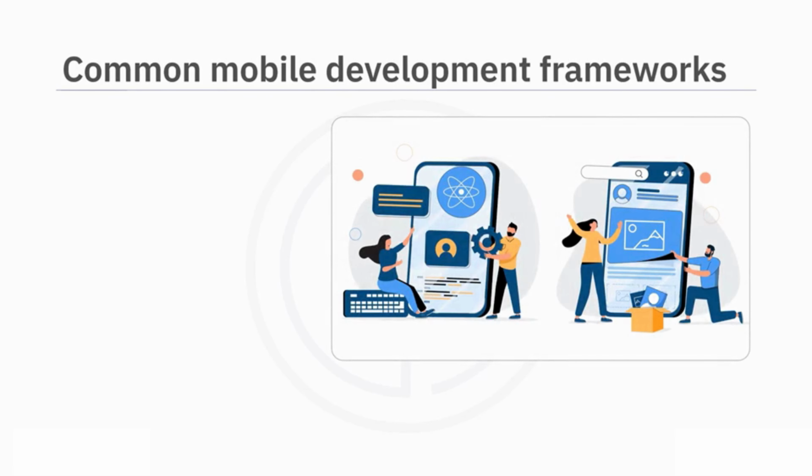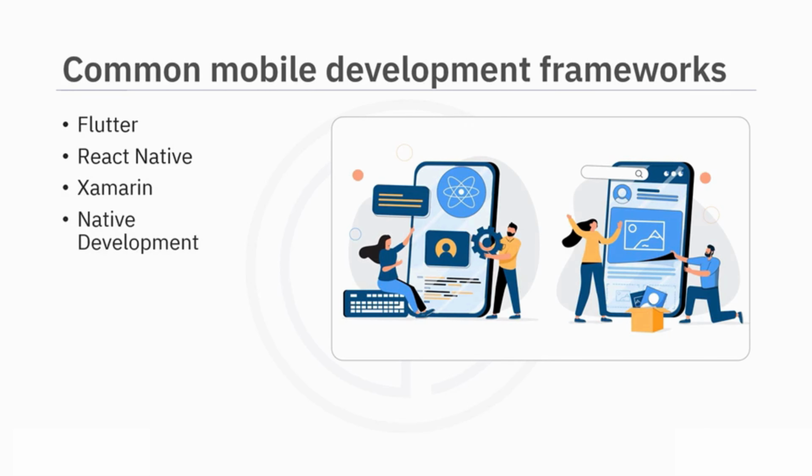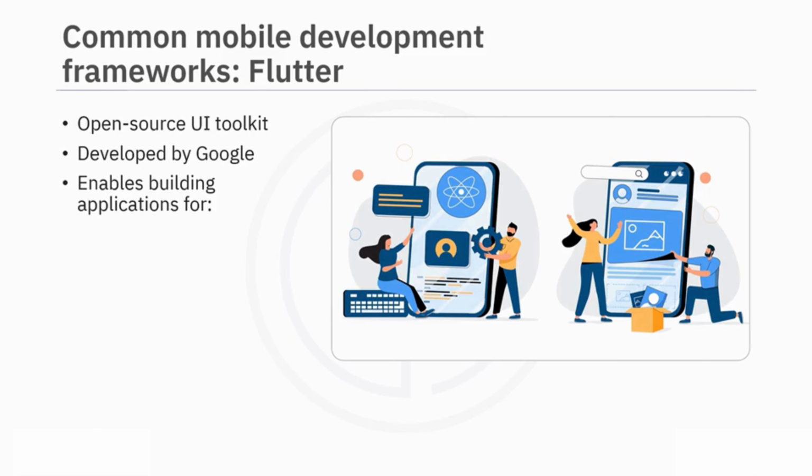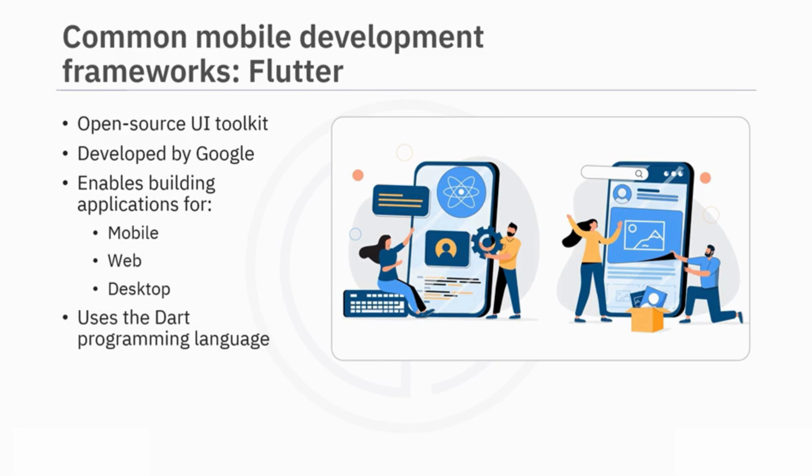To begin with, let's look at the common mobile development frameworks for developing applications for iOS and Android. These include Flutter, React Native, Xamarin, and Native Development. The most common cross-mobile development framework is Flutter. It is an open-source UI toolkit developed by Google. It is a free tool that helps developers build compiled applications for mobile, web, and desktop using a single codebase. It uses the Dart programming language and provides many pre-designed widgets for a seamless development experience.